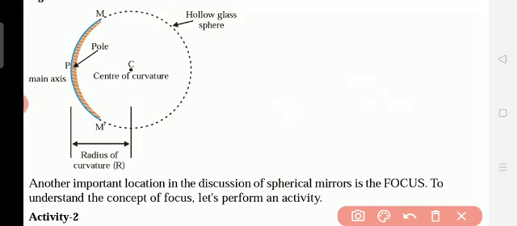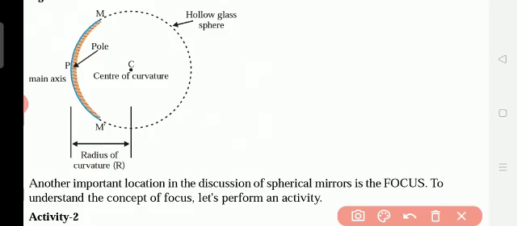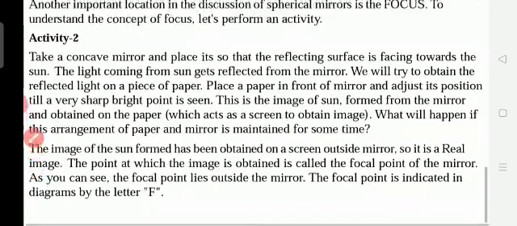Like that only, the center of the surface of the spherical mirror is called the pole. The center point of the sphere of the spherical mirror is called the center of curvature. It is denoted by capital C. The line passing through the pole and the center of curvature is called the principal axis, and it is perpendicular to the surface of the mirror at the pole. And another important point we are going to study is the focus.